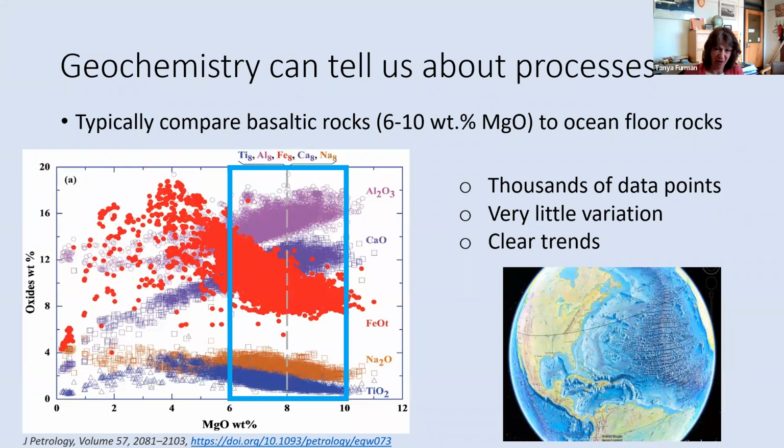So I've got a graph here on the left that shows truly thousands of data points. And I put a blue box around the chemical range that we care about. And what you can see is the data form really, really tight clouds. It doesn't matter what the data are. There's iron, calcium, alumina, sodium, titanium. That's lovely. The point is that these clouds are really dense. And there are clear trends, but everybody looks alike.